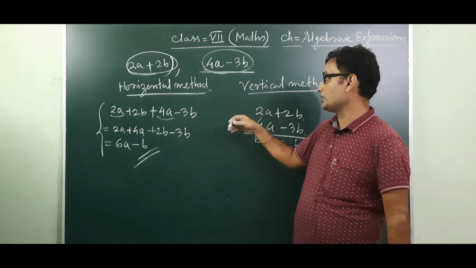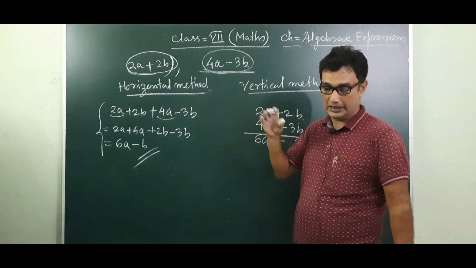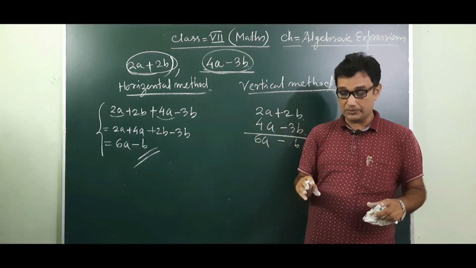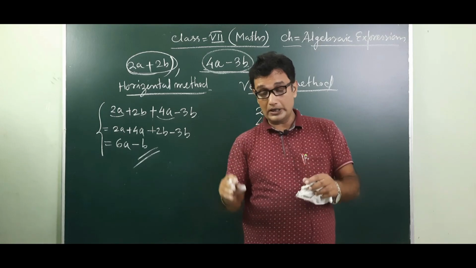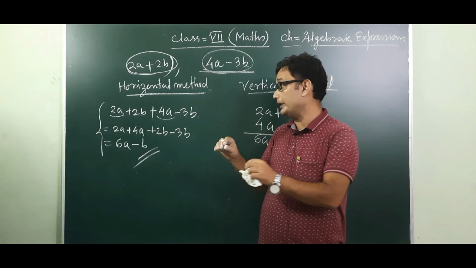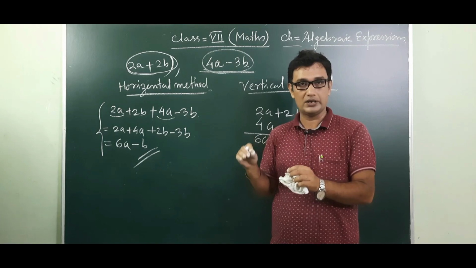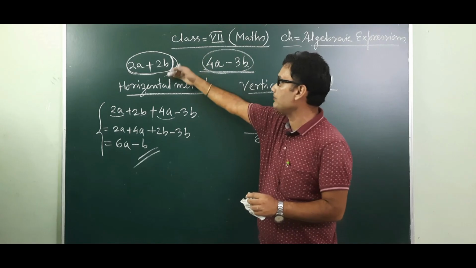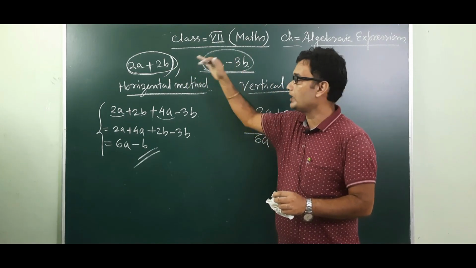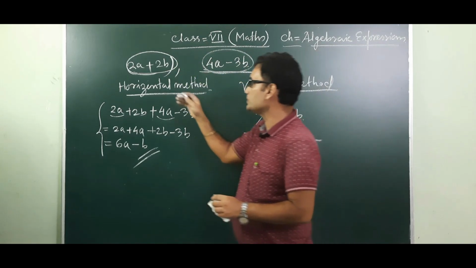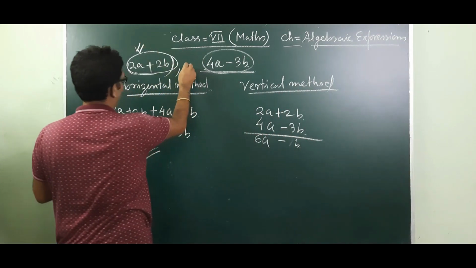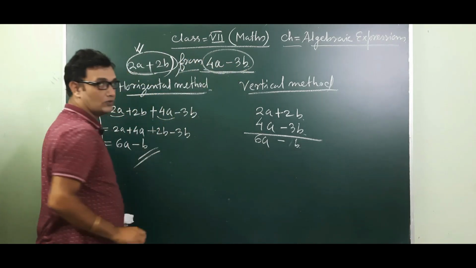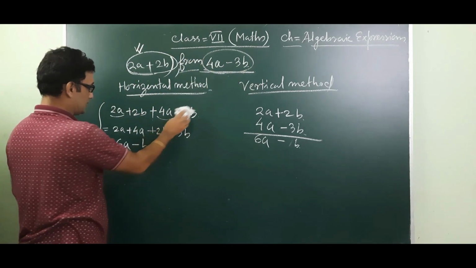Now next, I'll show you how to subtract. Whatever things are given in your book in the algebraic expression chapter, only addition and subtraction is given this year. Addition you will do this way. Now for example, the same question, if we are going to subtract this first expression from this one. So in the horizontal method, how will we subtract?